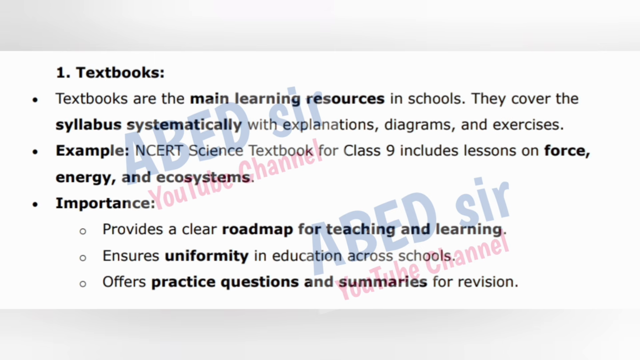1. Textbooks. Textbooks are the main learning resources in schools. They cover the syllabus systematically with explanations, diagrams, and exercises. Example, the Science textbook for Class 9 includes lessons on force, energy, and ecosystems. Importance. Provides a clear roadmap for teaching and learning. Ensures uniformity in education across schools. Offers practice questions and summaries for revision.